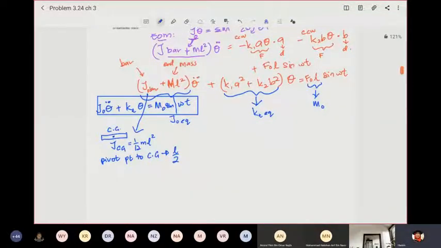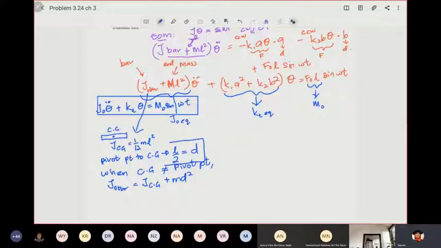So when you have this case, when your center of gravity does not coincide with your pivot point, then you have to use another formula to find your J naught of the bar, which equals J center of gravity plus M D squared, where M is the mass of the bar and D is the distance from your pivot point to the center of gravity. So this is basically your D.